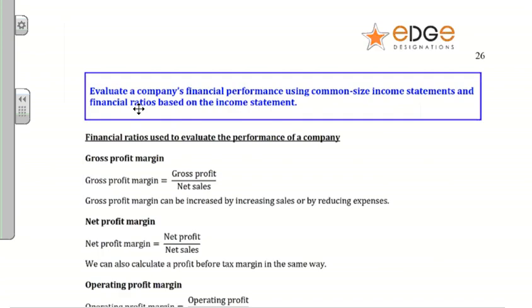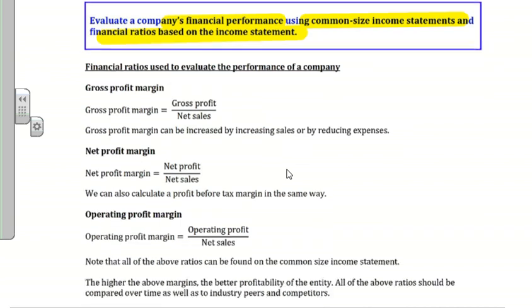Up at page 26, evaluate a company's financial performance. Now looking at the financial ratio side of things, and there is a specific session, guys, on ratios, but here we're referring to ratios that are specific to the income statement. So we look at gross profit margin. What's gross profit margin? That's gross profit over sales.